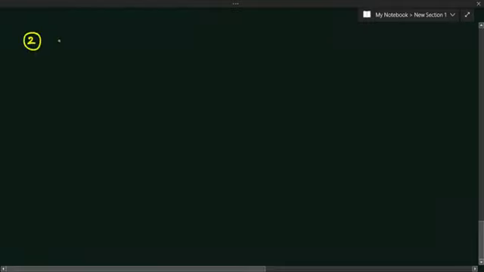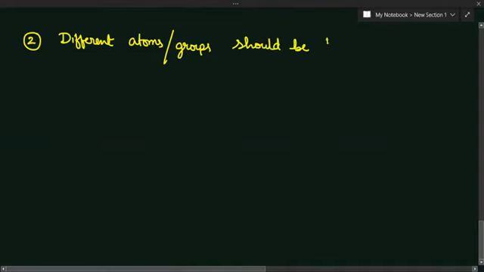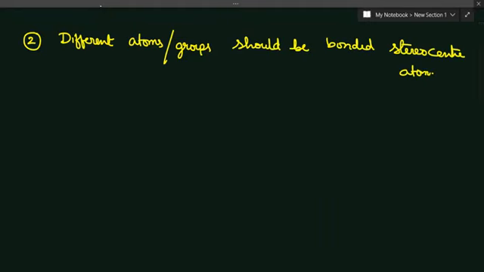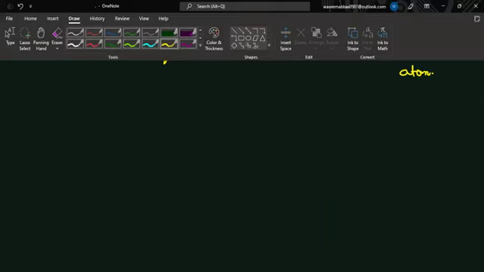Now coming to the second condition, that is, different atoms or groups should be bonded to the stereocenter atom. Now, I'll explain this. What do you mean by stereocenter and all?